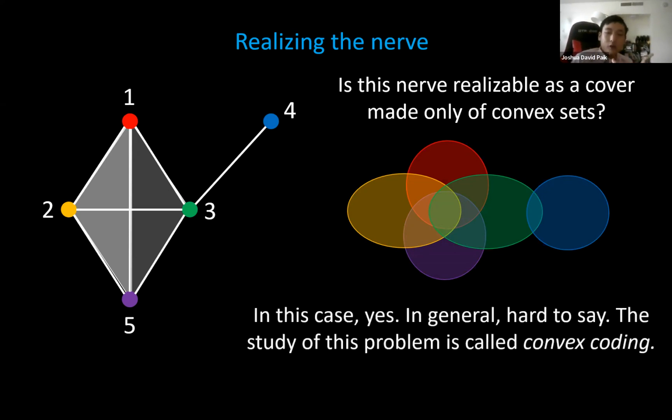But in general, the general problem is really hard to say. If I just handed you an arbitrary code of neuron firings, just neuron data, doing the inverse problem and saying, okay, here are 10, 15 convex sets in R2, R3 that have the same intersection property, it's not so obvious. And this kind of problem, maybe this kind of field, is called convex coding.